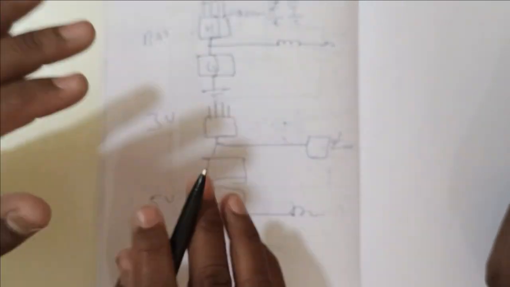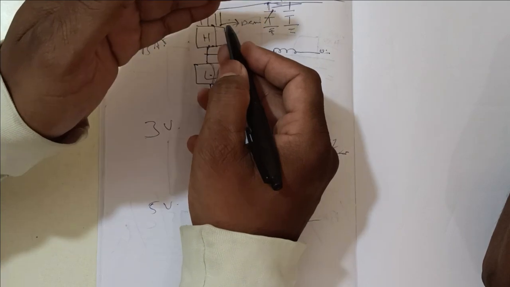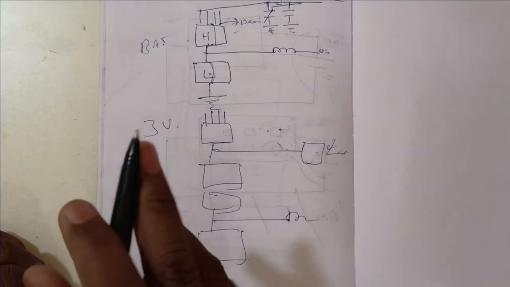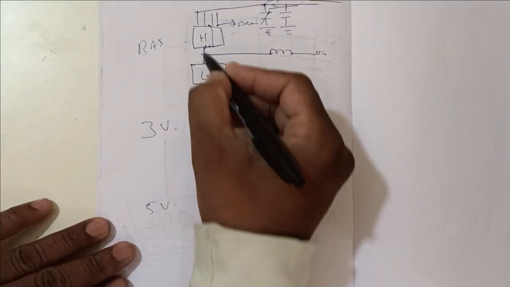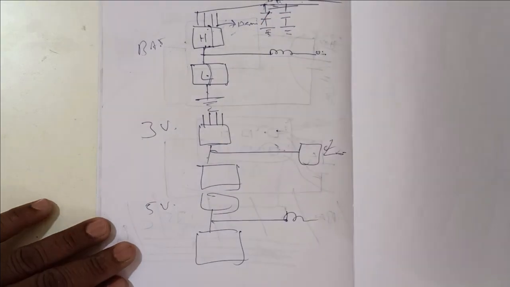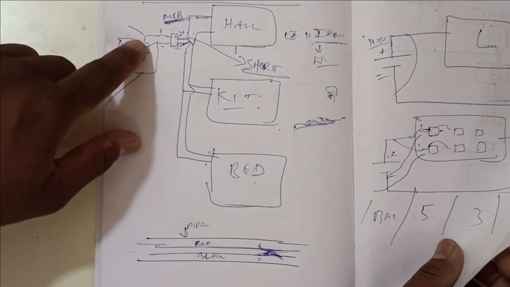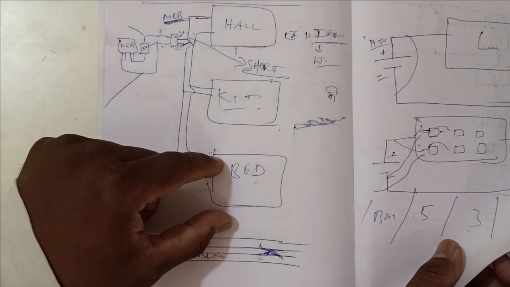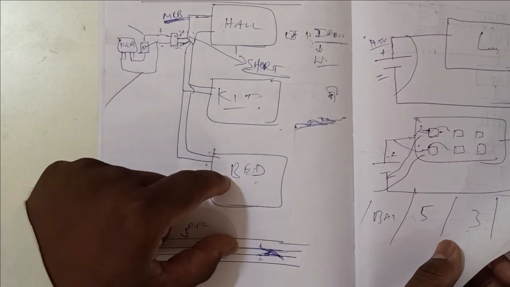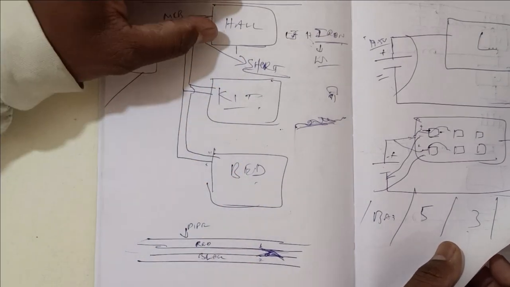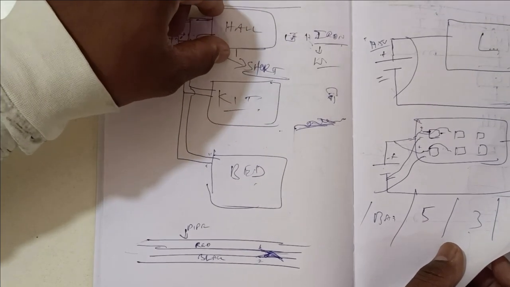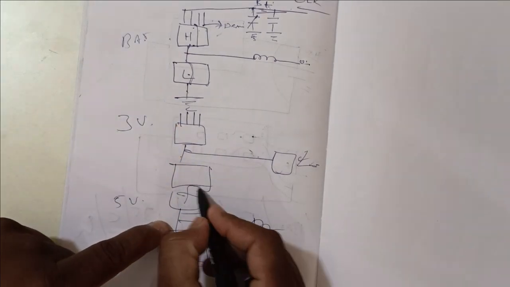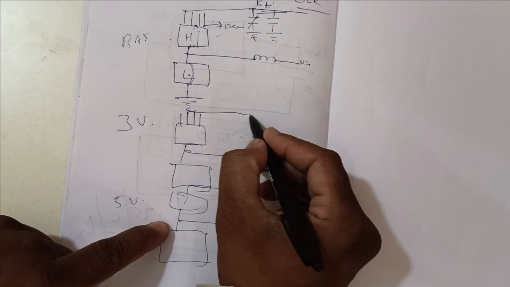All sections contain high and low MOSFETs. Every high MOSFET will be connected through the positive, 20 volts. What you are asking, I understood. Each section's high MOSFET is connected through the CLR connection. Assume this is a battery section, this is the 5 volt section, this is the 3 volt section, or whatever it may be. Here is a high MOSFET, here also, here also. All will be coming to B plus. B plus is the CLR voltage.